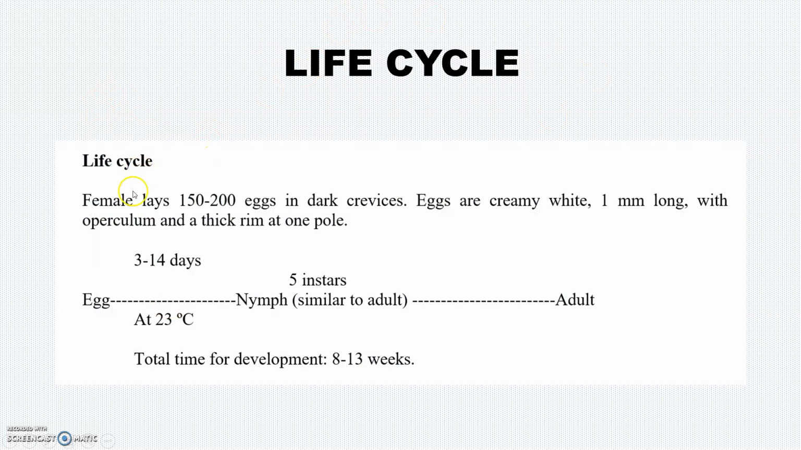So the life cycle: the female and male will be copulating and producing eggs. The female will be laying eggs in crevices, wood crevices, dark areas, etc. They'll be laying 150 to 200 eggs. Eggs are creamy white, so you can read those things. At 23 degrees Celsius, the egg will be converted to the nymph, and the nymph will be converted to the adult by 5 instars. There are 5 stages. So total development will be taking 8 to 13 weeks.